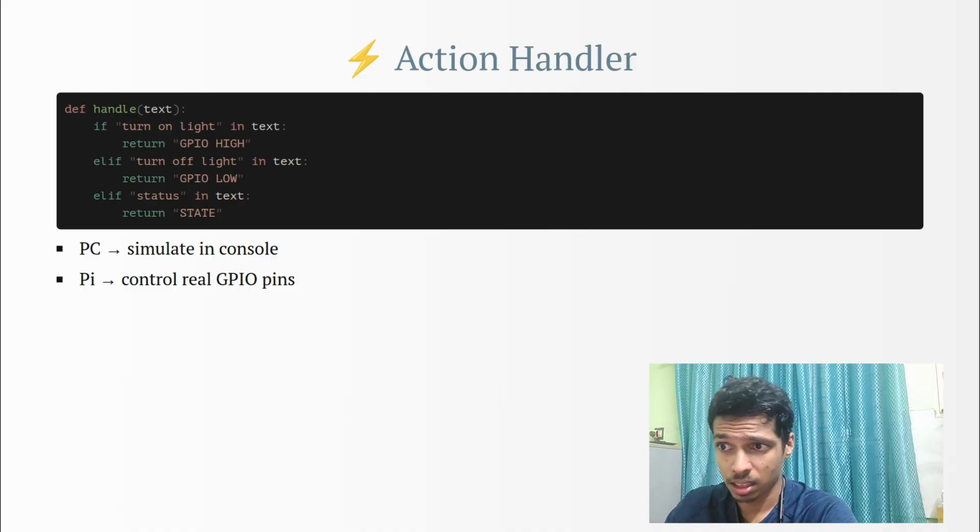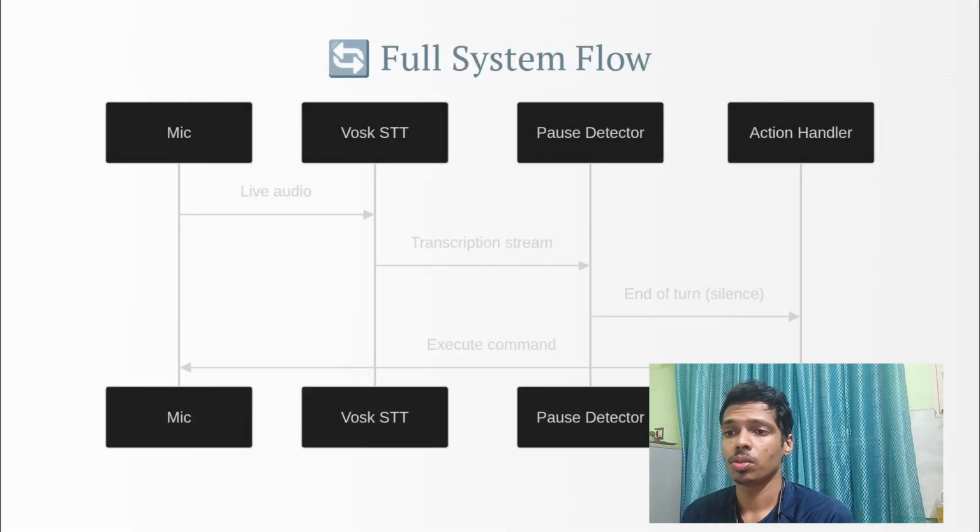So this is the full system flow. As you can see, there is a mic that is listening to live audio. Then there is Vosk that is streaming the transcription, and there is the post editor. If the turn is completed, it is given to the action handler. The action handler takes the actions, and the whole loop is completed. Then the mic starts listening again. So that's what basically happens.